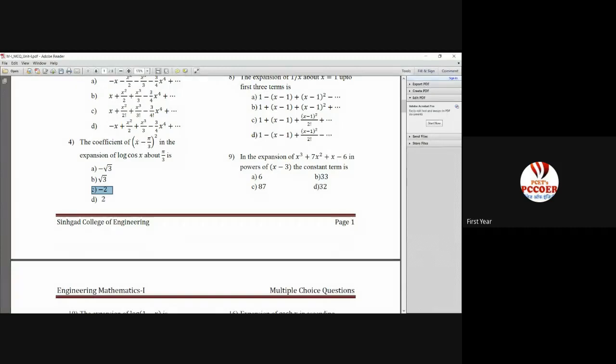No. Wait. What is the value of cos pi by 3? It is half, na? Not 1 by root 2. It is half. So it will be 4 by 2. Yeah, minus 4 by 2, and that's why it will be minus 2. Correct. Okay.